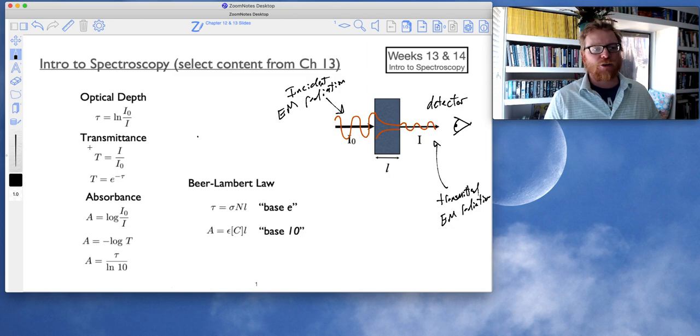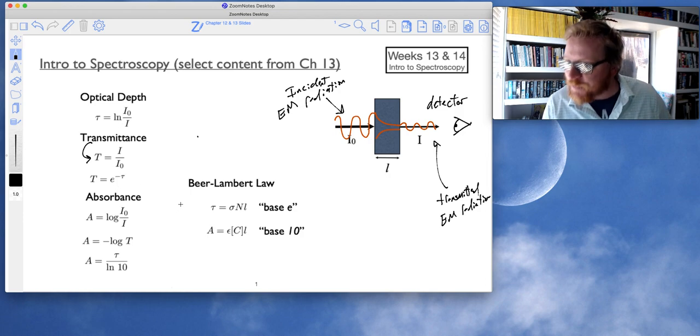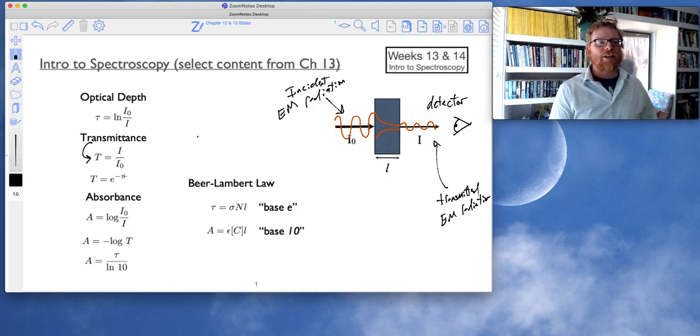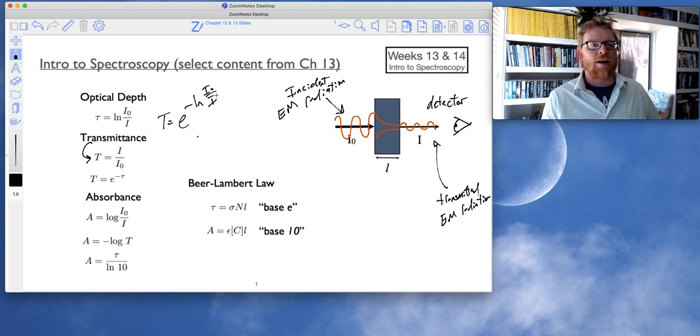And of course, we could define the transmittance T as the ratio of the transmitted EM radiation over the incident radiation. That will also have an exponential function. That transmittance can be written as the exponential of the negative optical depth. If we write that in, e to the negative natural log of I naught over I, then the e to the natural log cancels out and the negative sign makes these flip, and that's where we get I over I naught.